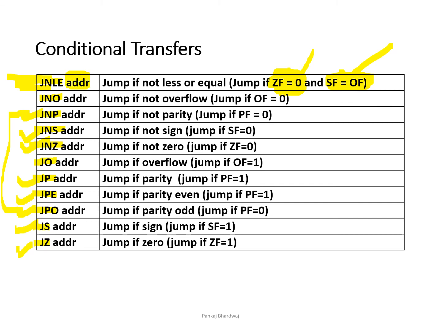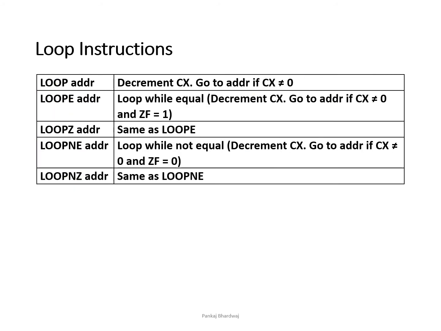provided by this instruction. JNO means jump if not overflow. If not overflow, that means the overflow flag has to be reset, and the condition will be true only if OF equals 0. So when OF equals 0, this condition will be true, and JNO will execute the next instruction from the address provided. And we are left with only OF equals 1. When the overflow flag equals 1, then JO will fetch the next instruction from the address provided. Clear?